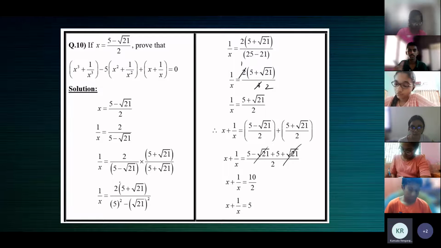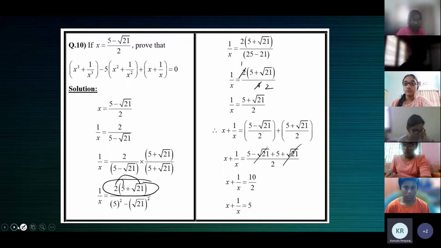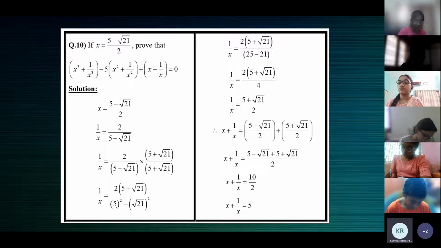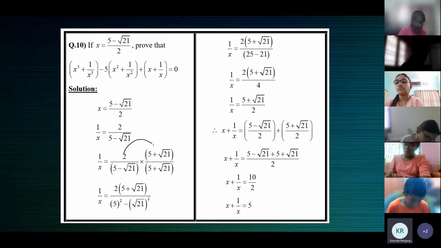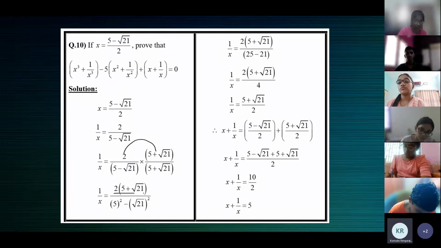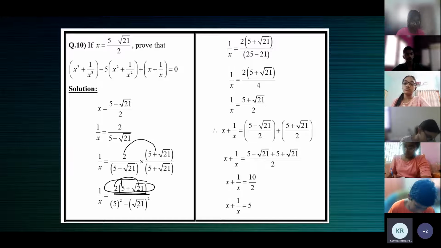Now, remember, this is what we have understood. You should not multiply 2 and 5, 2 and root 21. Don't simplify the numerator. Have the numerator as it is. We'll wait for the denominator to be simplified completely. See, 2 into 5 plus root 21. Don't do anything further with this. We can multiply, but we will not multiply. We'll just leave this like this and wait for the denominator to be completely simplified. And when that is completely simplified, it is 4.